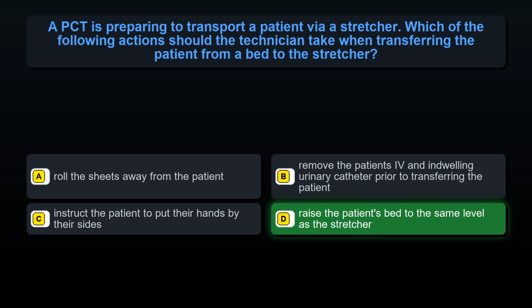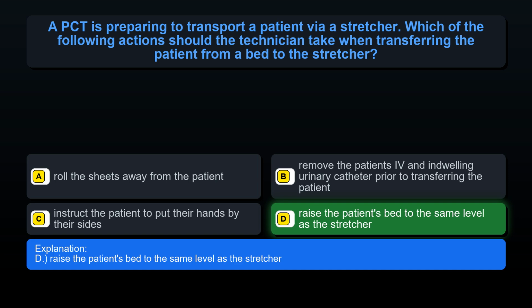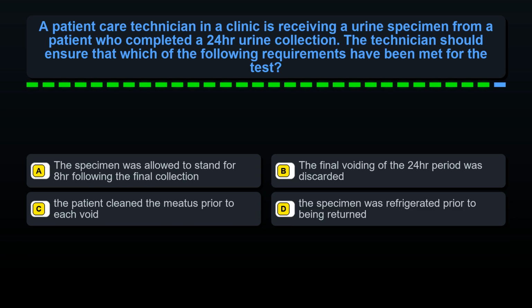The correct answer is option D, raise the patient's bed to the same level as the stretcher. Question 24. A patient care technician in a clinic is receiving a urine specimen from a patient who completed a 24 hours urine collection. The technician should ensure that which of the following requirements have been met for the test.